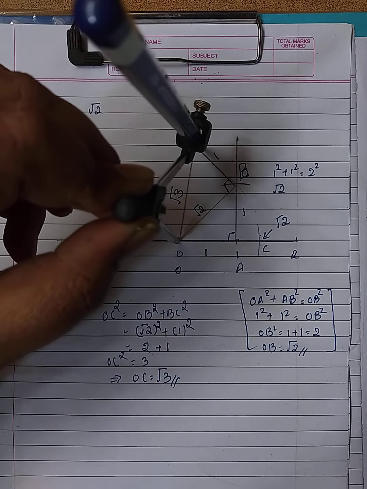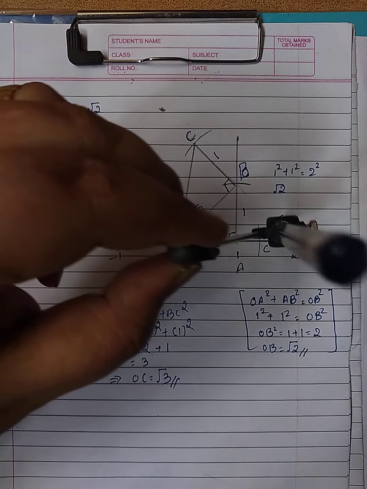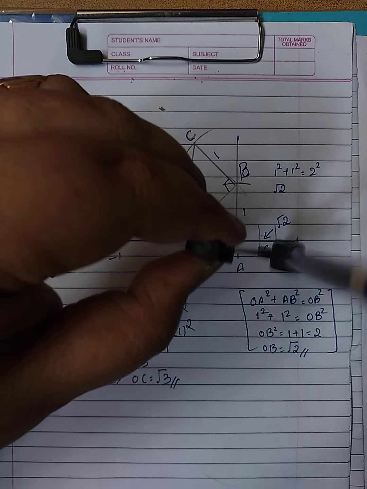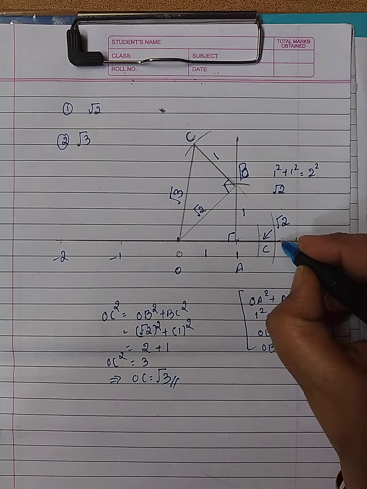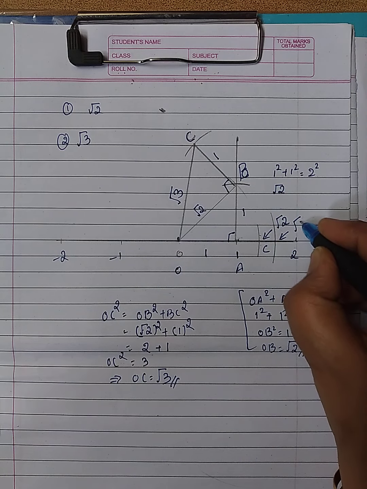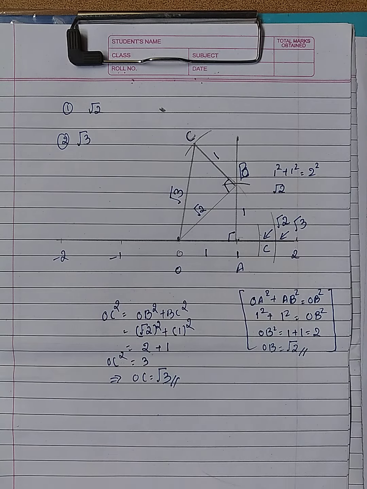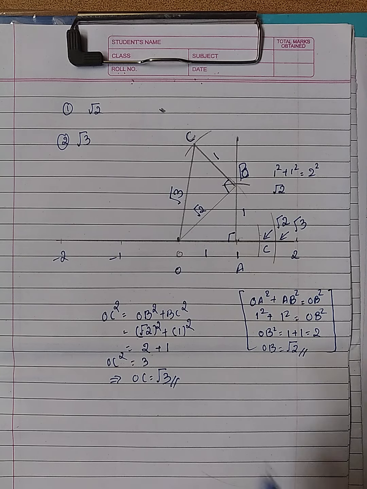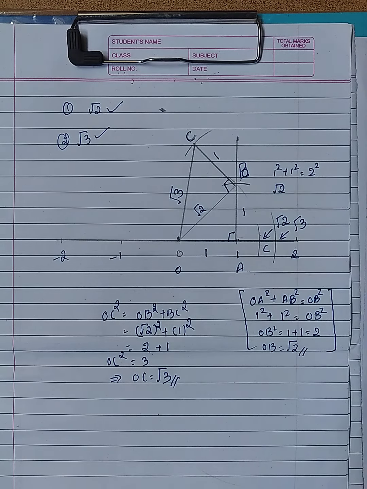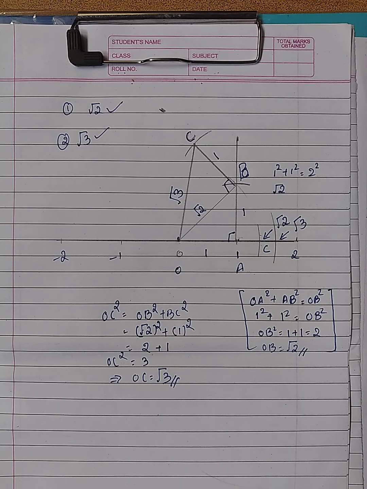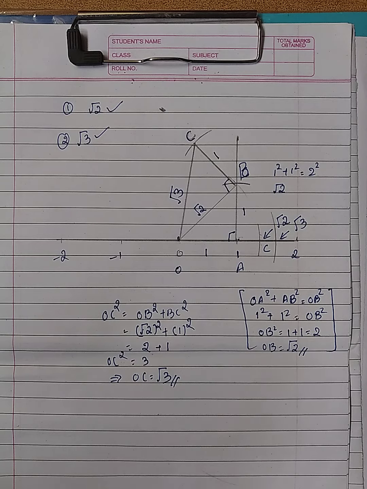So like this, draw and cut here. This point is root 3. This is the procedure for locating root 2 and root 3 on the number line. In the next video, we will solve the exercise.